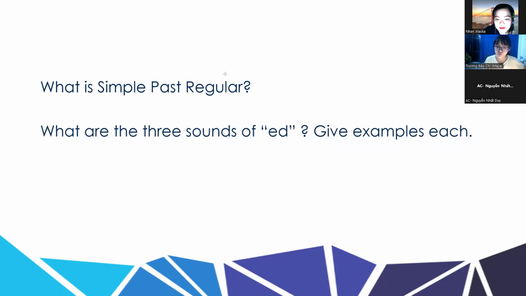Ed has three sounds: D, T, and id. Can you give examples for each, starting with the D sound?